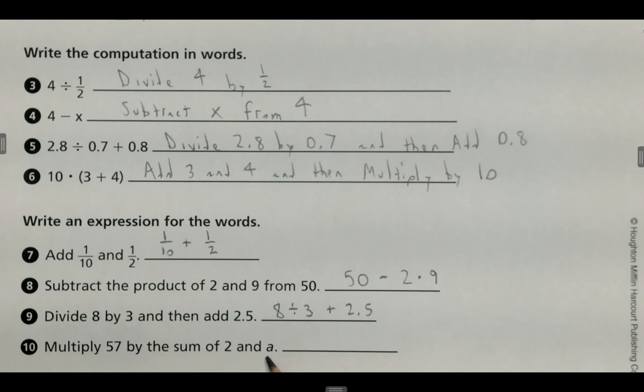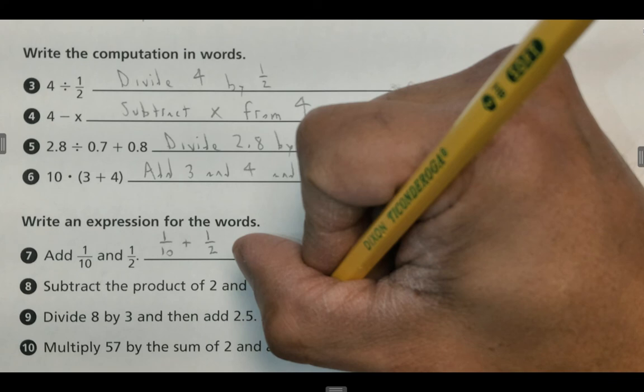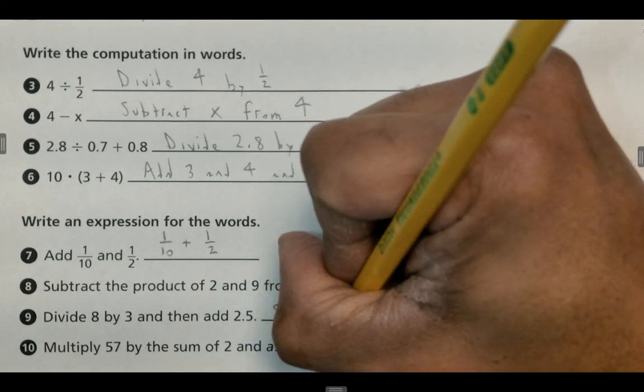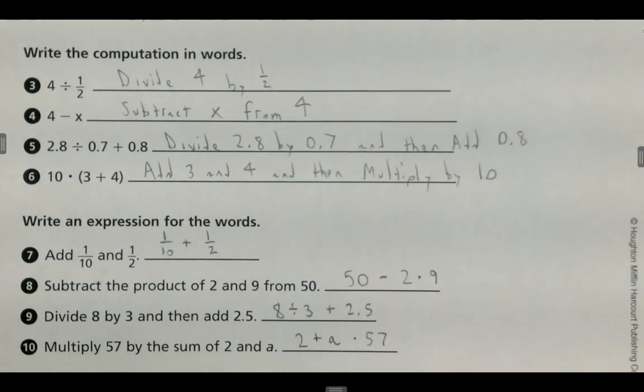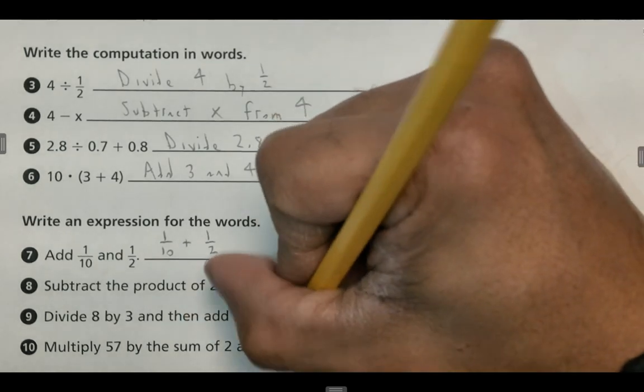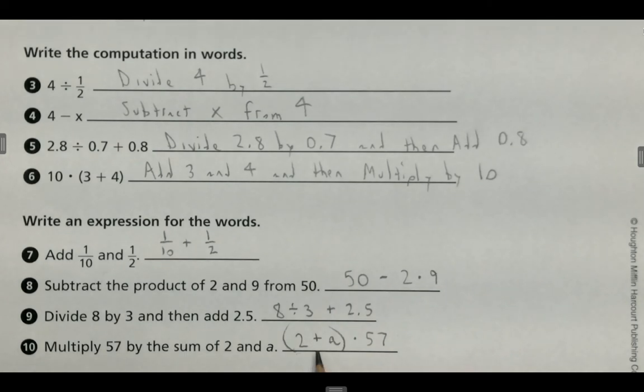Okay. So be careful with this one. Notice that there's something missing here. Because if I just write it like this, yeah, it seems like I'm showing the sum of 2 and a, and it seems like I'm showing multiply by 57, but without parentheses, the order of operations would have me do multiply a times 57 and then add 2. I need parentheses to show, no, I'm talking about finding the sum here first and then multiplying by 57.